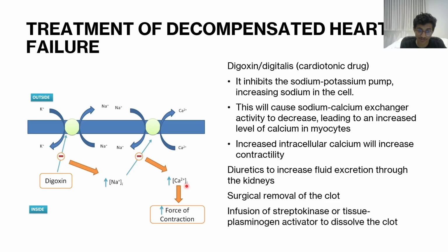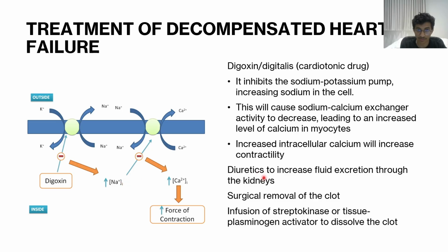Now we need calcium for contraction, so calcium inside the cell will increase the contractility of the heart, and sodium inside the cell will cause the membrane potential to be more positive, so the heart itself will be more excitable.